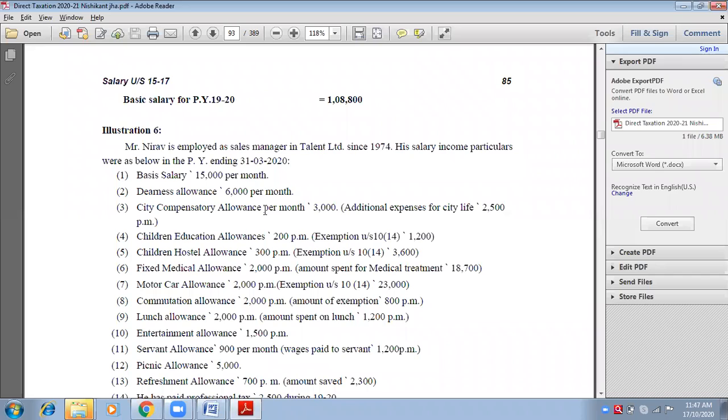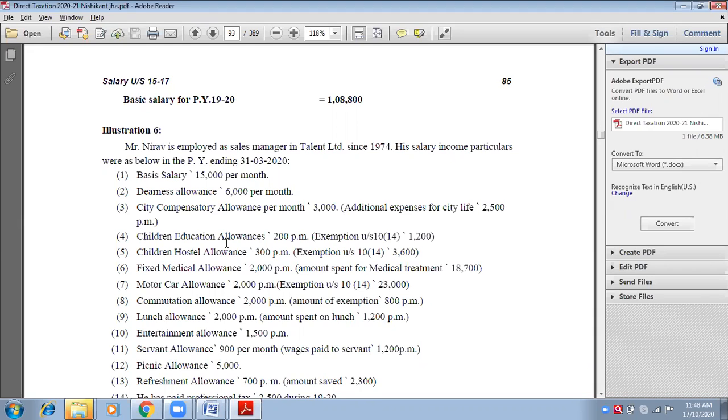So write down CCA, city compensatory allowances. Make a bracket: 3,000 into 12. 3,000 into 12 is 36,000. Yes, 36,000 in the outer column. Put it in the outer column because nothing is exempted. If it is exempted, then we will show it in the inner column, then the exemption will be shown, and after deduction that amount will be put into the outer column. In this case, directly in the outer column because no exemption is given.